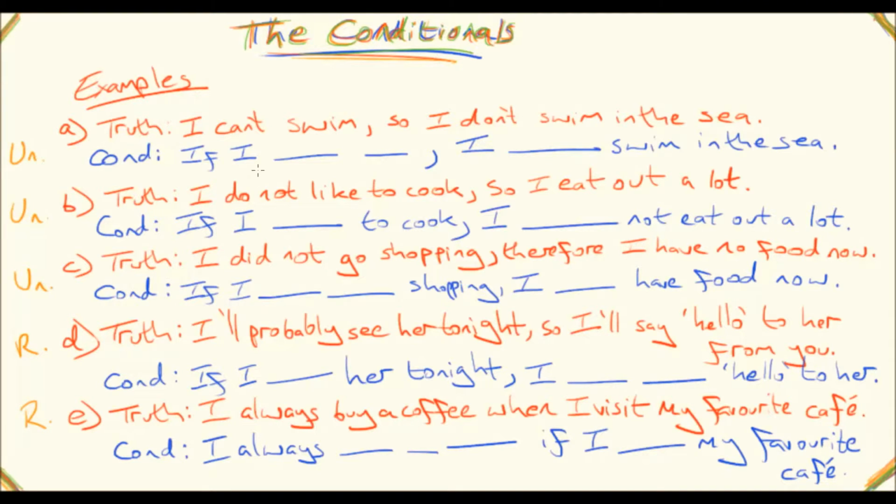So let's have a look. The truth: I can't swim, so I don't swim in the sea. Well, can't, having a look at your diagram, can't or can backshifts to, that's right, if I could. And now we've got modal verbs, so the next verb has to be a base form, and it's our main verb. If I could swim, so we've got if on one side. What do we have on the other in an unreal condition? We've got would on the other side. I would swim in the sea.